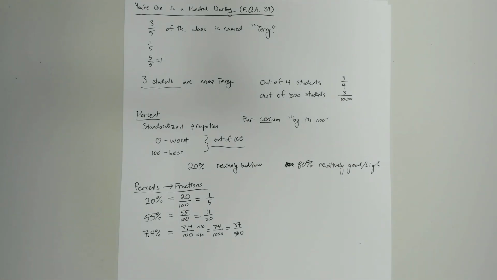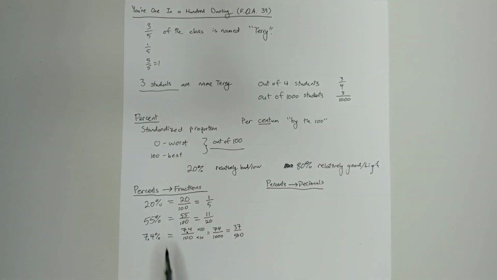Now, we can also convert percents into decimals, and this isn't too difficult. If you already have the percent as a fraction, you could go ahead and convert the fraction into a decimal. For example, we know that 1/5 is the same as 0.2, so that means 20% has to equal 0.2.